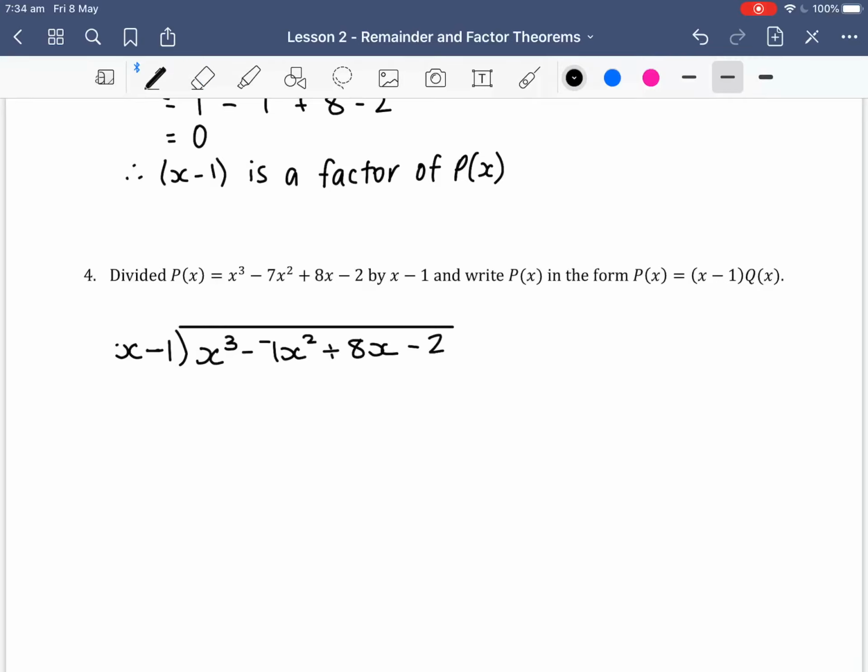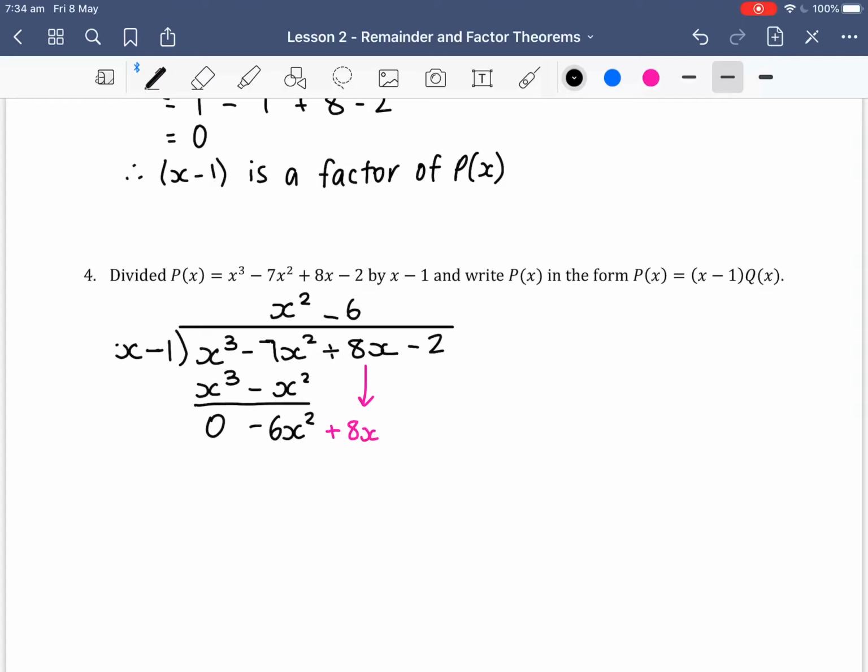So we go x divided into x cubed is x squared. Then x squared times x is x cubed, and x squared times minus 1 is minus x squared. And then we subtract these. So x cubed minus x cubed is 0. Negative 7 minus negative 1x squared is negative 6x squared. We then bring our plus 8x down.